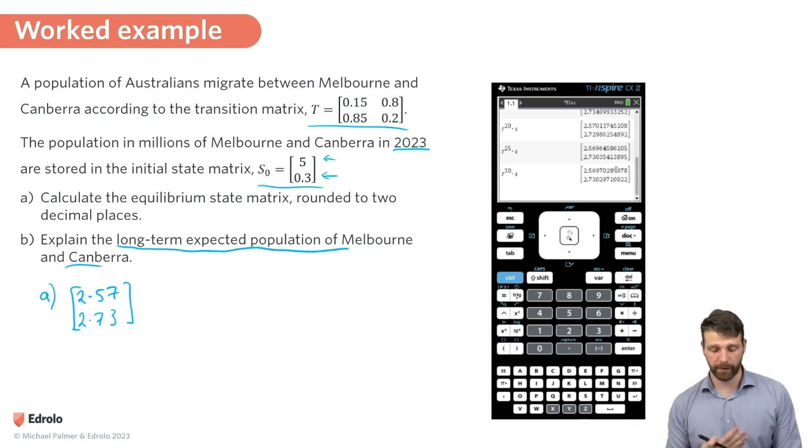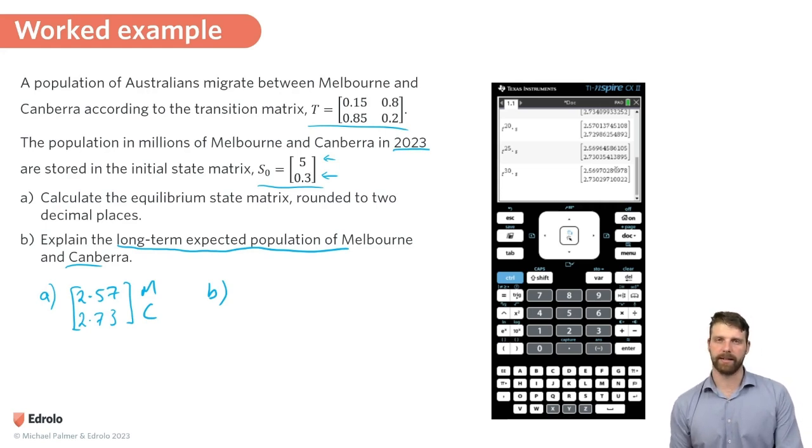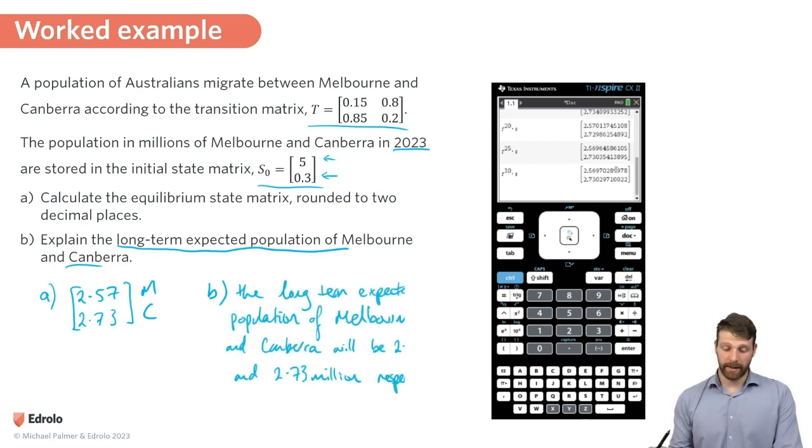So over time, what this means, over 30 years of this particular transition, the population of Melbourne and Canberra will settle at 2.57 million and 2.73 million, respectively. And that's what part B means. It says, explain the long-term expected populations of Melbourne and Canberra. So the long-term expected population of Melbourne and Canberra will be 2.57 and 2.73 million, respectively.